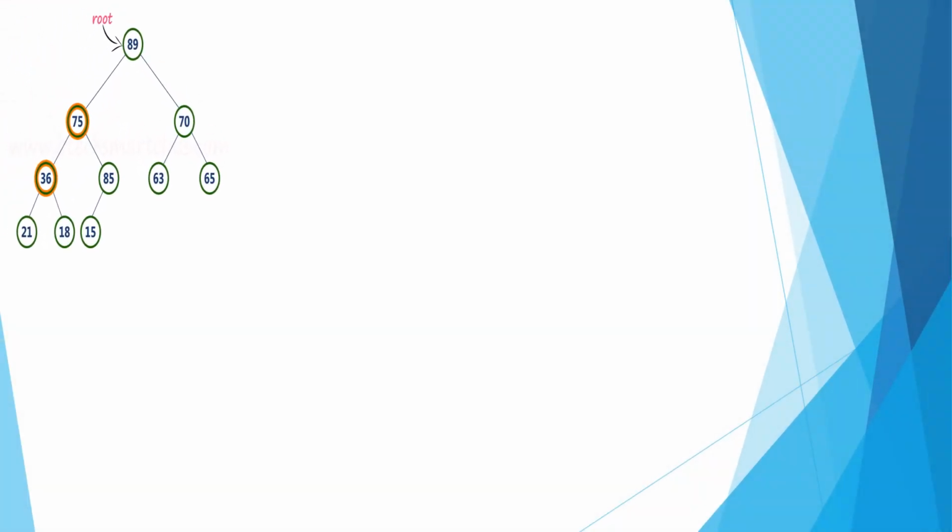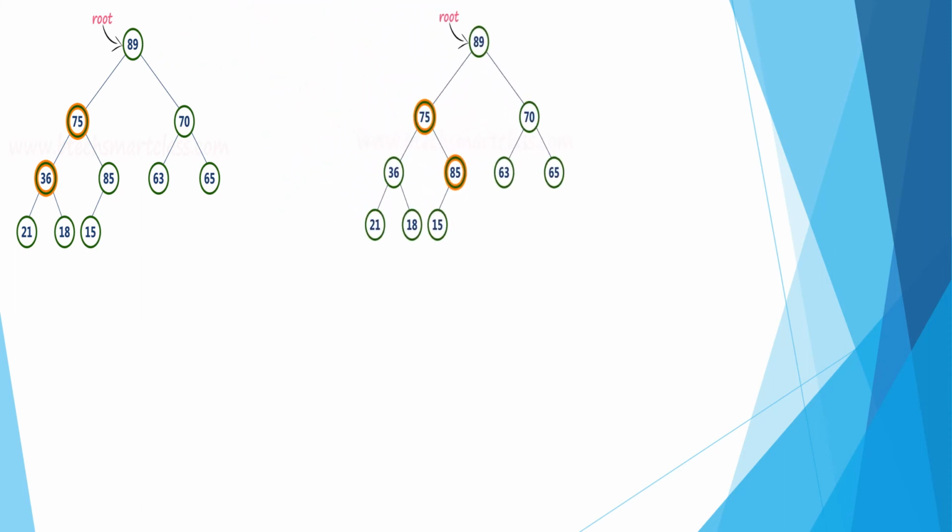Now again we compare 75 with the left child 36. Here the node with the value 75 is larger than its left child. So we compare the node 75 with its right child 85. Here the node with the value 75 is smaller than the right child 85. So we swap both of them. After swapping, the max heap is as follows.